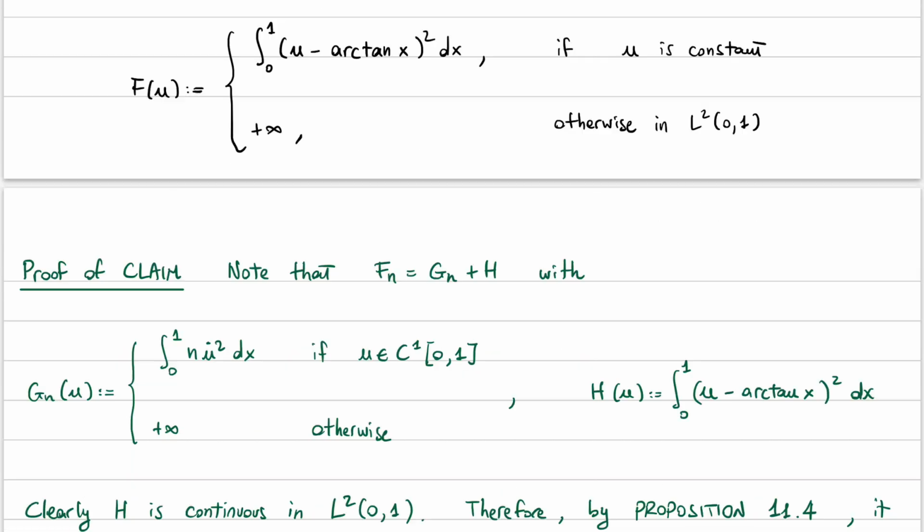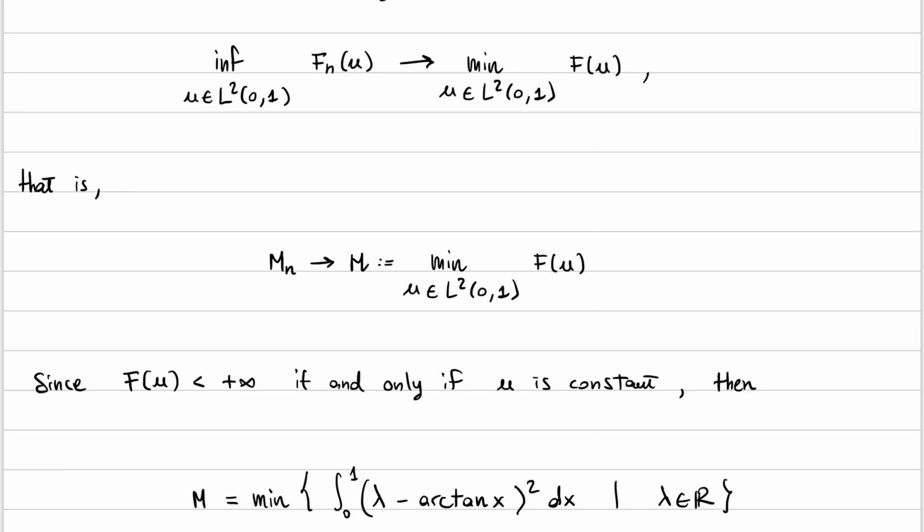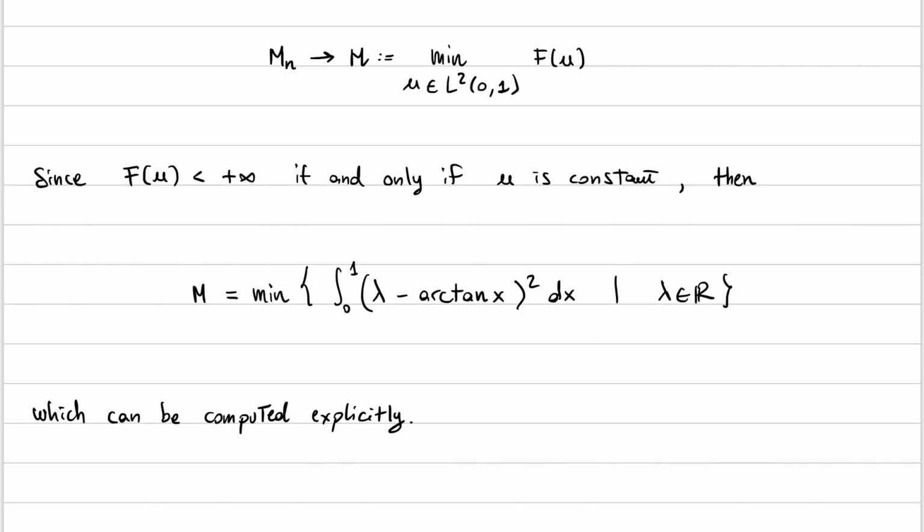And therefore this means that M, which is this minimum, is just equal to the minimum for lambda in R of this integral here. And now this is just a polynomial of degree 2 in lambda, and therefore you could actually compute an explicit value for the limit M. Okay, so this concludes the analysis of this example, and I will stop here for the first hour of the lesson.